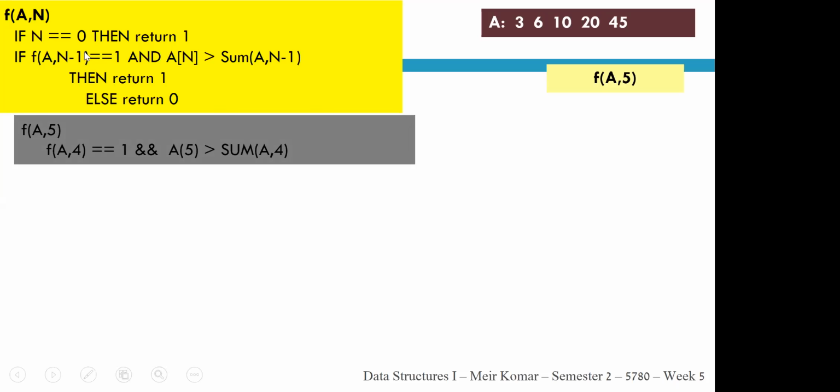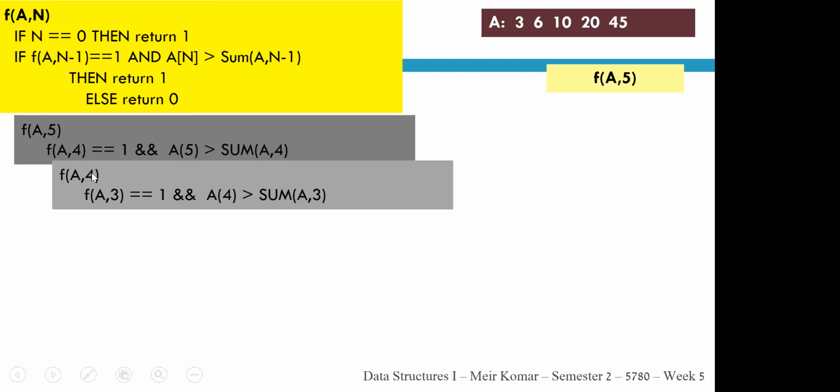Is n equal to 0? No. So if f of A4 is equal to 1 and A5 is greater than the sum of A4, then I'll return 1 or 0. But to be able to evaluate this, even before I get to this, I have to check this. Is f of A4 equal to 1 or not? Wait a minute. What is f of A4?